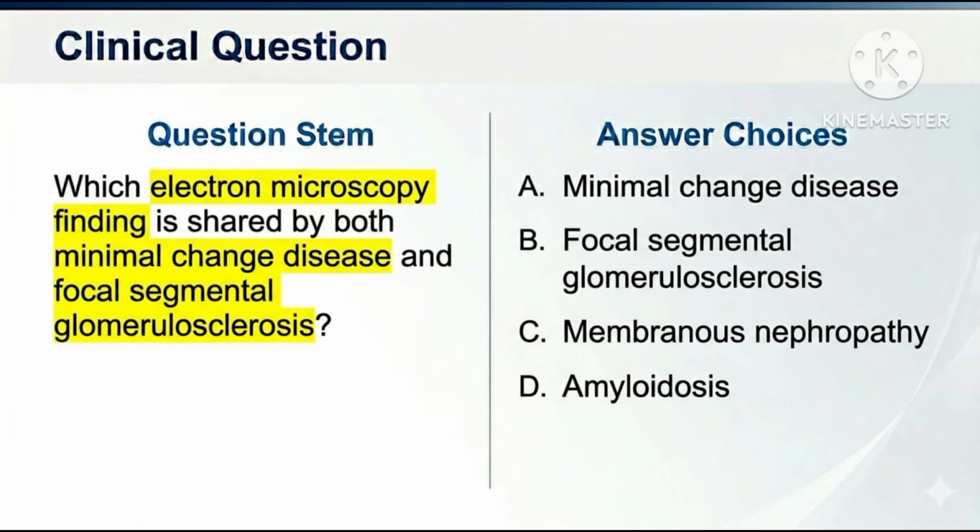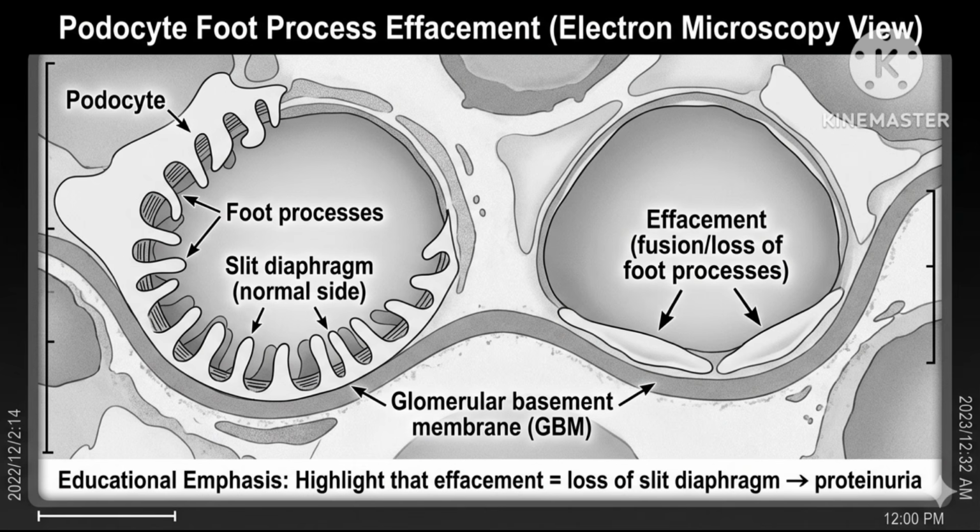Read the question stem. Which electron microscopy finding is shared by both minimal change disease and FSGS? It's effacement of foot process.